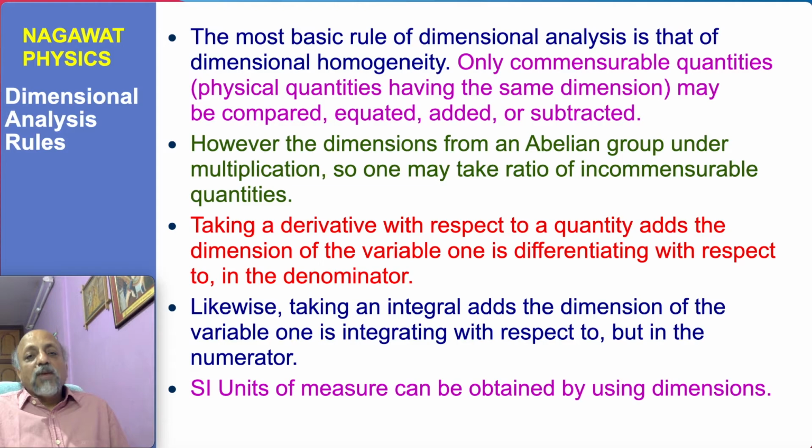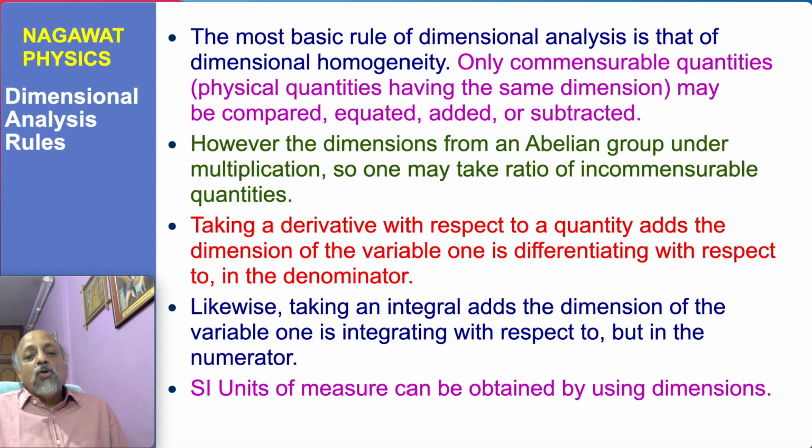Physical quantities having the same dimensions are called commensurable quantities, and only commensurable quantities may be compared, equated, added, or subtracted. So for any expression involving equating, adding or subtraction, this dimensional analysis rule should be applied.